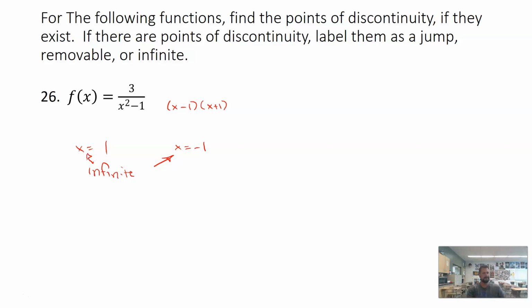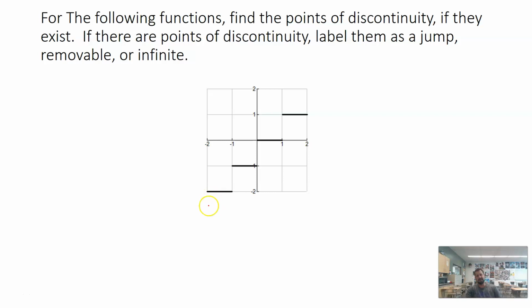Number 27, we just have a bunch of jump discontinuities at x equals negative 1, x equals 0, and x equals 1. Because again, the y values jump all of a sudden from one to another. So that's on that one.